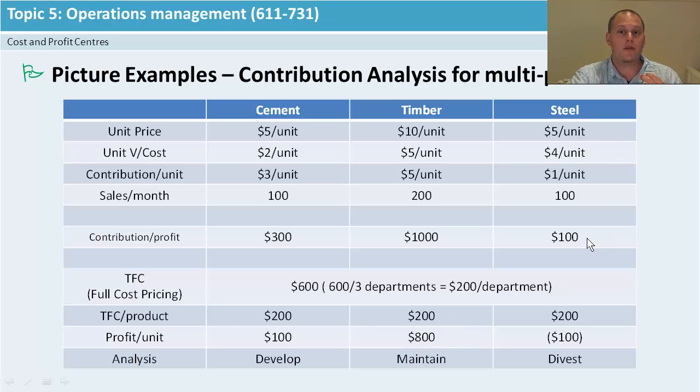And down here we've got the 100 minus the 200, so you're actually losing $100 out of this department for doing steel. So now if we've done the actual contribution part, now to actually analyze our results and make a decision for it. When it's at 100, you should develop this.